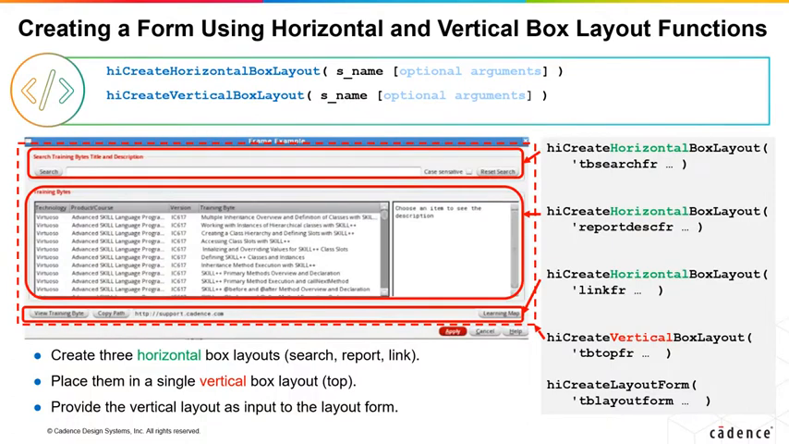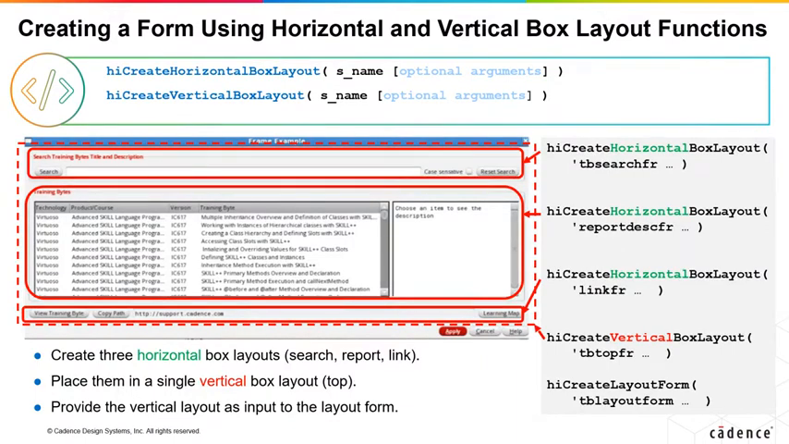Here we'll look at creating horizontal and vertical box layouts using the HI create horizontal box layout and HI create vertical box layout skill functions. So in the example graphic here, you can see we have a form, and the green boxes show the 3 horizontal box layouts that we're creating. So we create those first. We're calling them search, report, and link based on what they're doing. So the top frame is search, the middle is report, and the bottom we're calling the link frame.